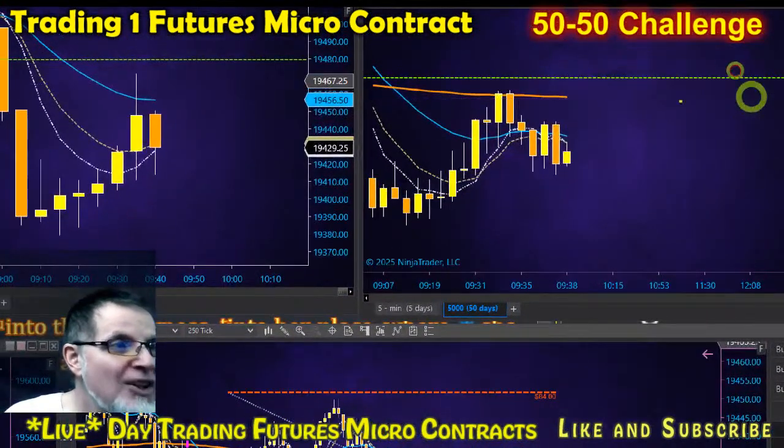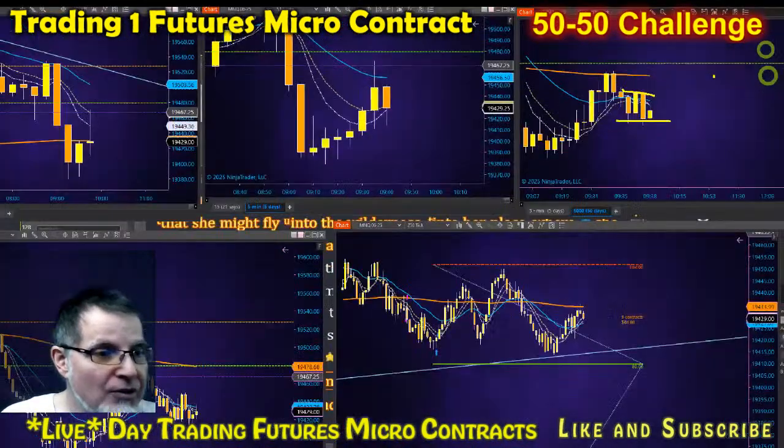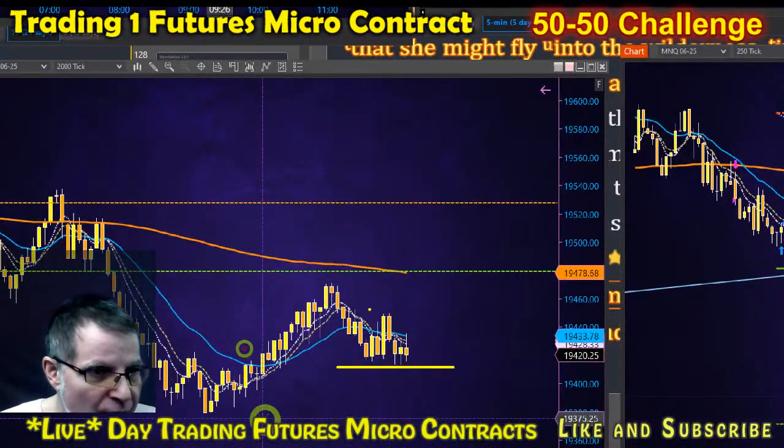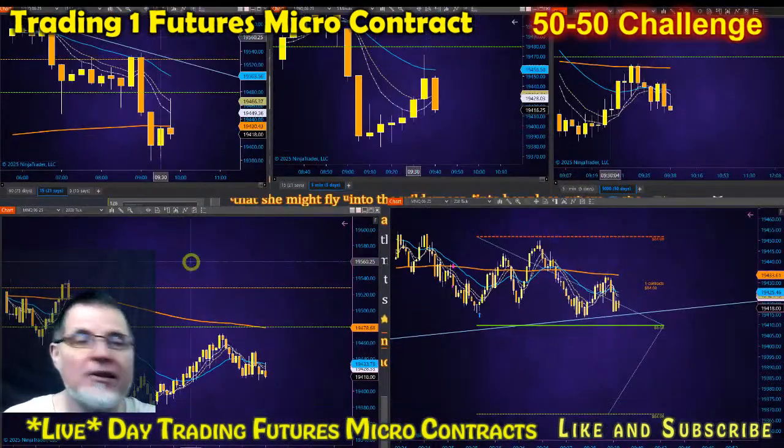I like the potentials of the breakdown. I like the potential. I do. Especially the 2000s. Look at the potential to break down right here. Looks really, really good.